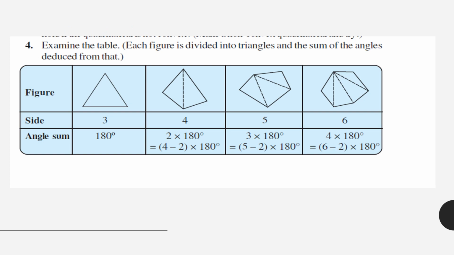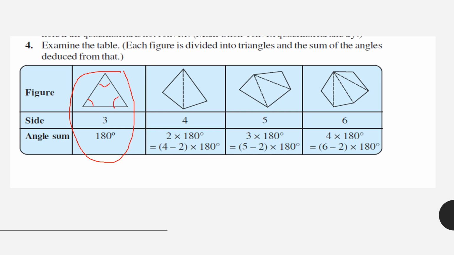Now, question 4. Examine the table. Each figure is divided into triangles and some of the angles deduced from that. Okay, if you remember, we have already done this triangle case where we found that the sum of three angles of a triangle is 180.